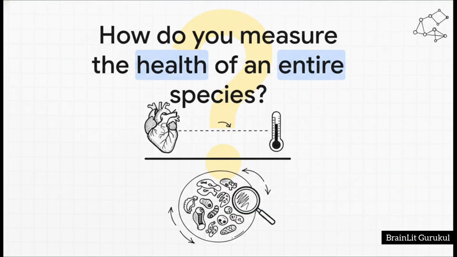Just think about that for a second. For one person or one animal, you might check their temperature, their heart rate. Easy enough. But for an entire species, you've got to zoom way out. The question completely changes from how is this one deer doing to how is the entire forest's deer population functioning as a single unit. And that shift in perspective, well, that's what ecology is all about.